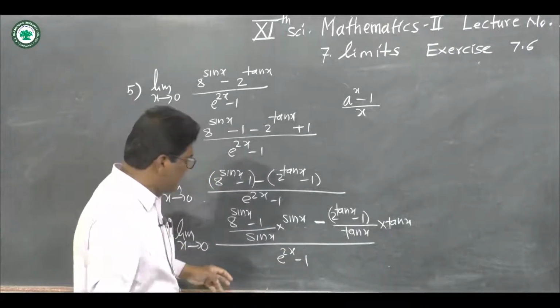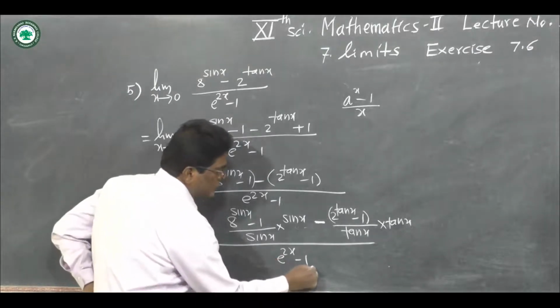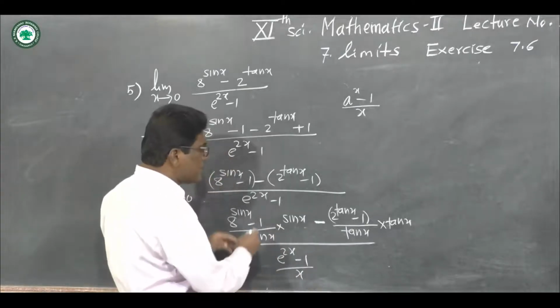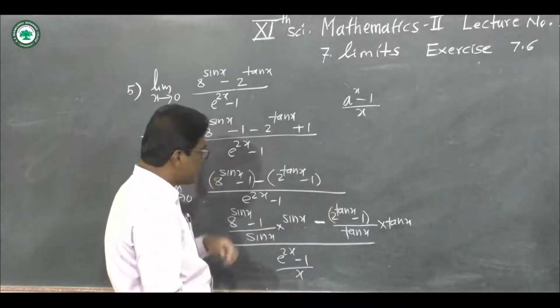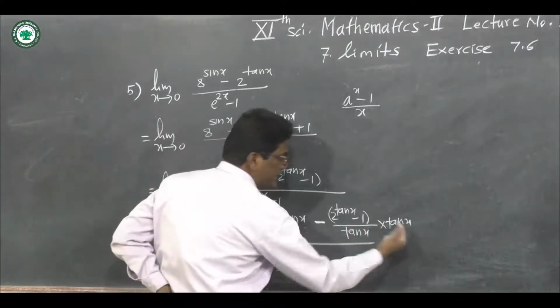Now here in the denominator, we want to divide by x. So divide this denominator by x. Also divide the numerator by x.